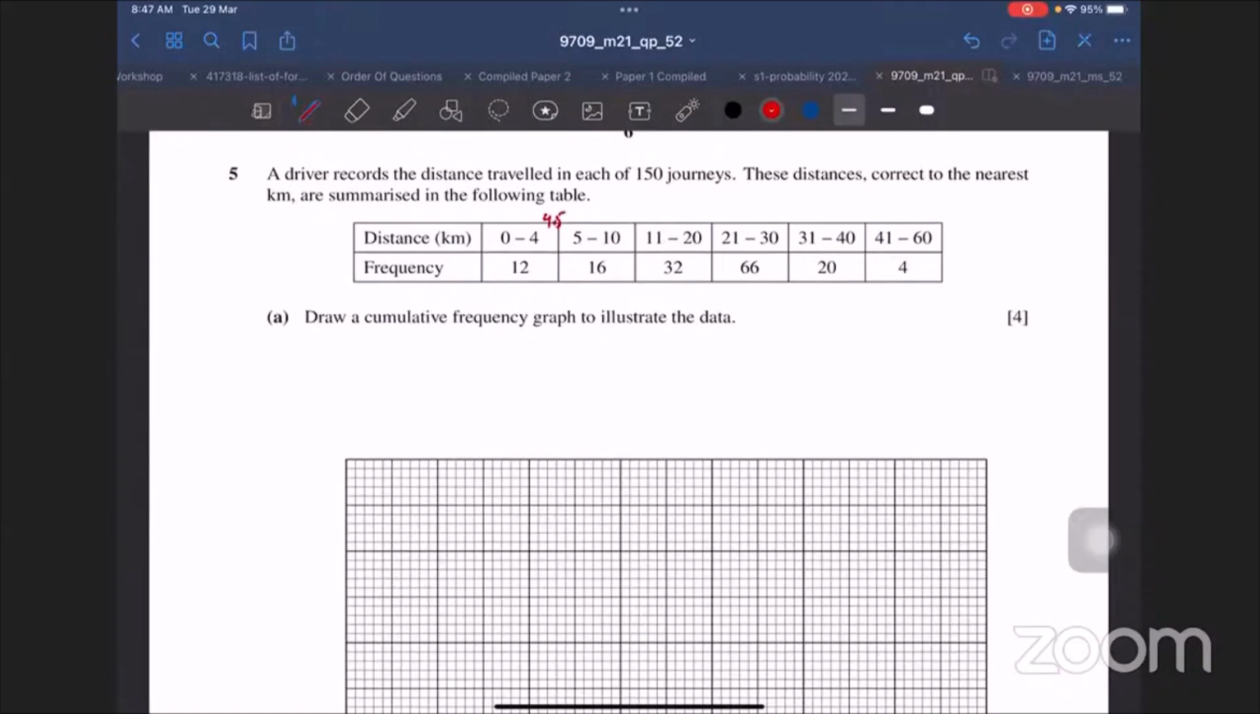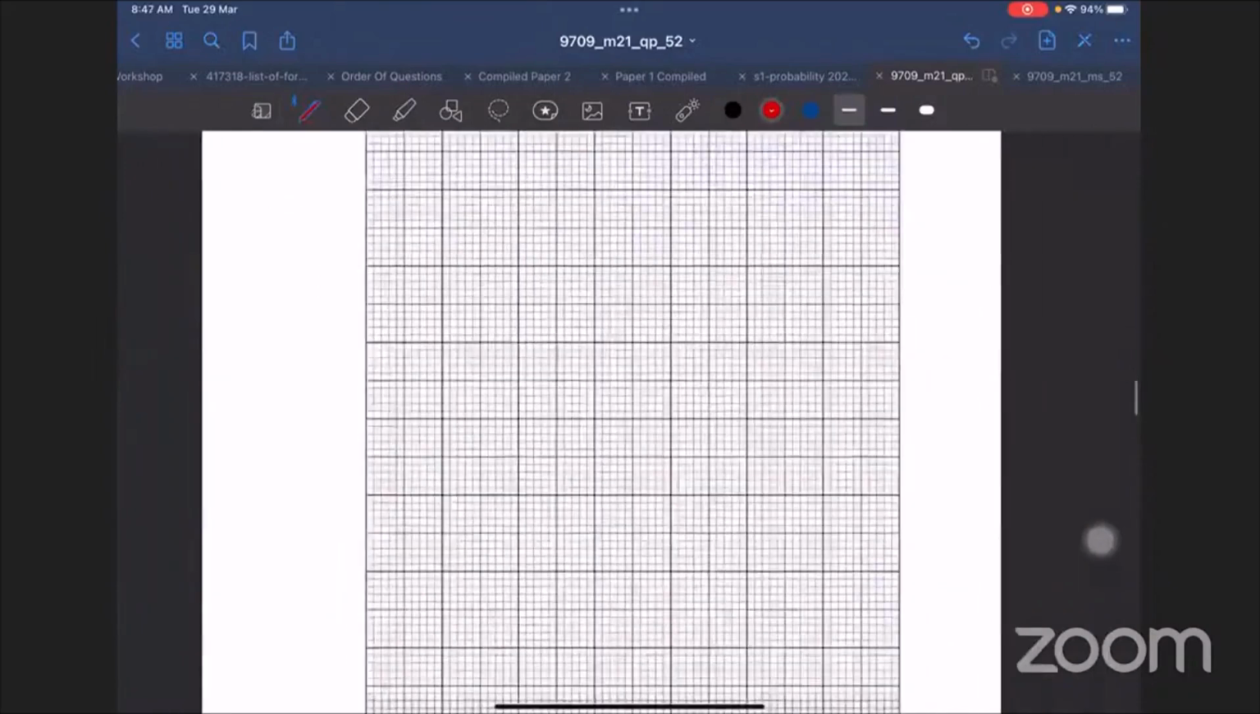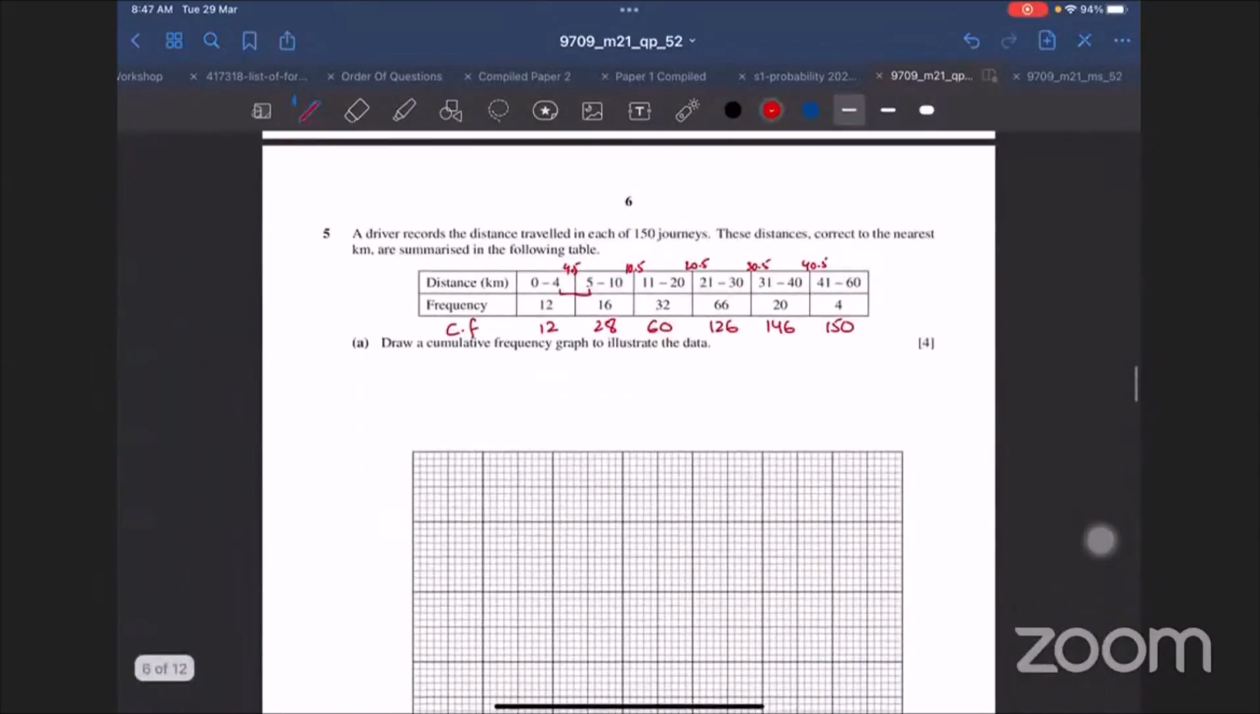or connected. So I'm going to introduce new boundaries. This is the average of 4 and 5. This is the average of 10 and 11, and so on. Then I'm going to calculate the CF. So this is 12. 12 plus 16 gives me 28, plus 32 gives me 60, plus 66 gives me 126, 146, and 150. Now, when I'm drawing my cumulative frequency curve, I need to take the boundaries up to 60.5.